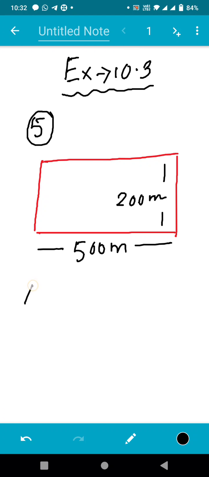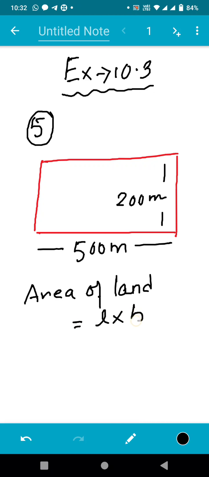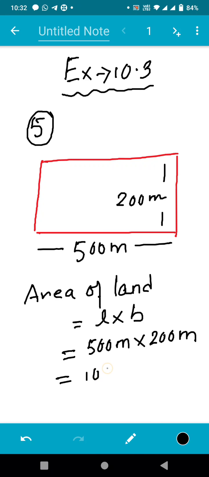Fine. Now the first thing that you have to find out is area. So let's find out the area of land. So area of land would be equals to, as it is in the shape of rectangle, so we'll use the formula of rectangle. So length into breadth. Now what is length? Length is 500 meter and breadth is 200 meter. So if you multiply, we'll get 1 lakh. 2 meters are there, so we'll write meter square. So the area of the land is 1 lakh meter square.